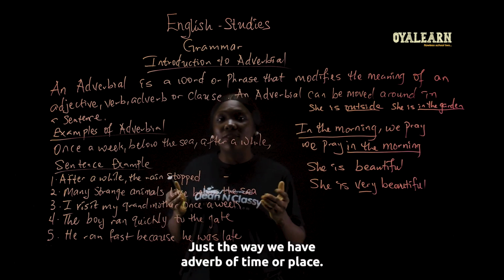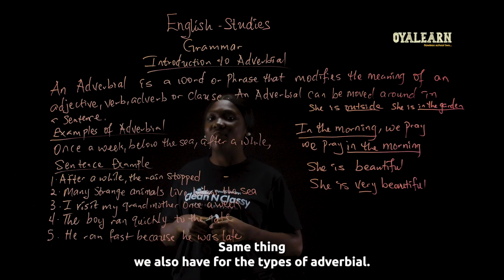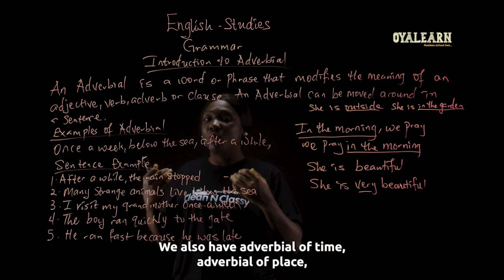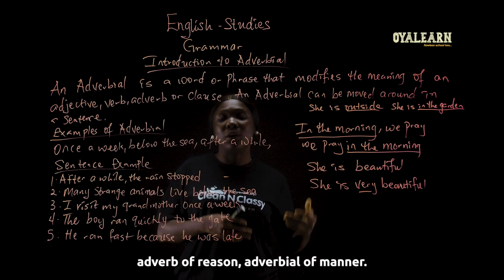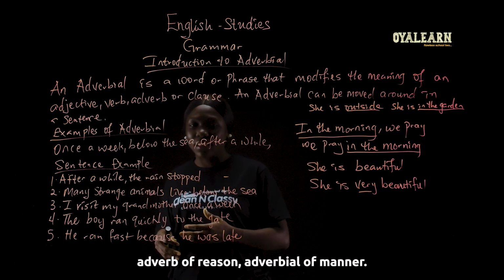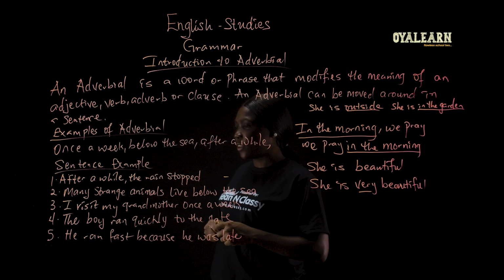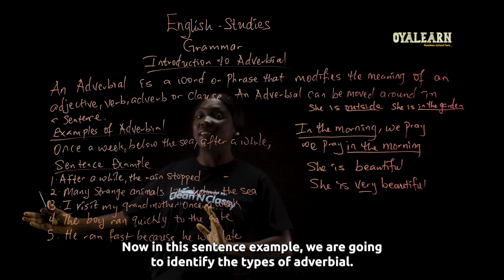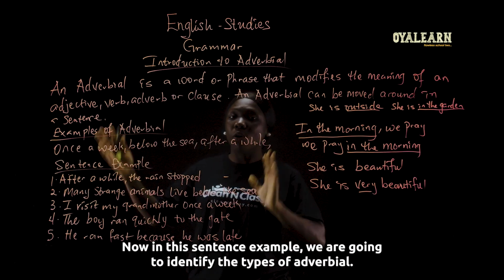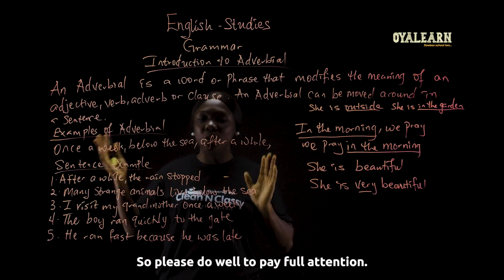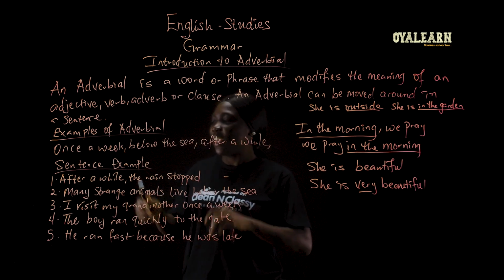Just the way we have adverb of time, adverb of place, same thing we also have for the types of adverbial. We also have adverbial of time, adverbial of place, adverbial of reason, adverbial of manner, adverbial of frequency, and so on. All right. Now, in this sentence example, we are going to identify the types of adverbial. So please do well to pay full attention.